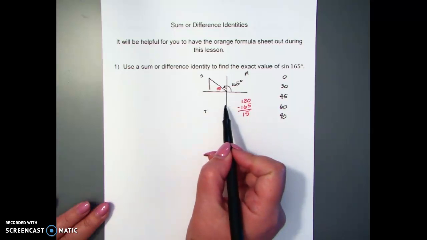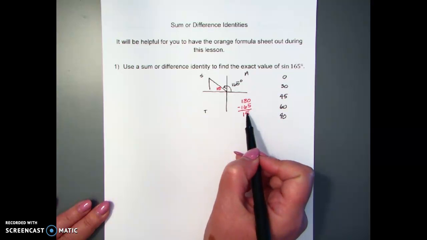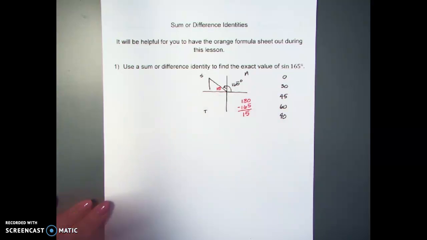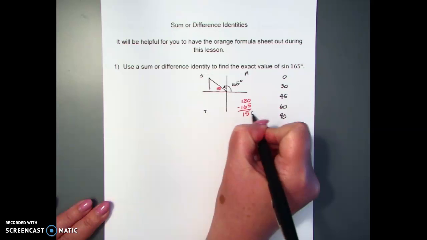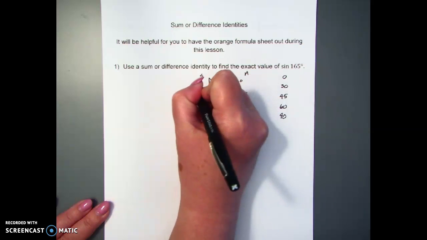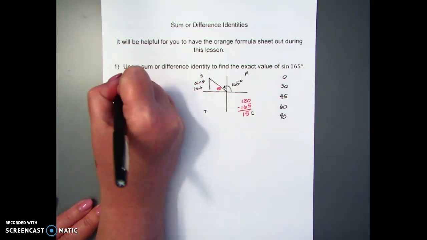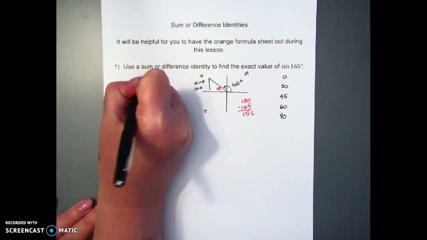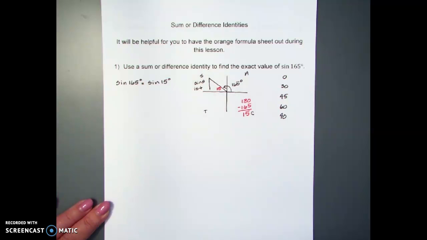So I drew a triangle on the quadrant plane. Second quadrant would give me 165 degrees. Then I figured out that 180 minus 165 gives me 15, so I have a reference angle of 15 degrees. Then I noticed that all students take calculus, and so in quadrant 2, sine is positive. That means the sine of 165 is going to be the same as the positive sine of 15 degrees, because again, sine is positive in the second quadrant.